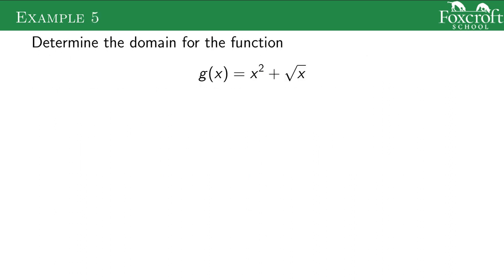Last one, determine the domain for the function. Again, it's an expression, so what could go wrong? You should be able to answer this one yourself. The square root can go wrong because I can't take the square root of a negative, so I have to make sure whatever's in the square root is bigger than or equal to 0. And that's the whole problem. I can only plug in non-negative numbers into this expression.